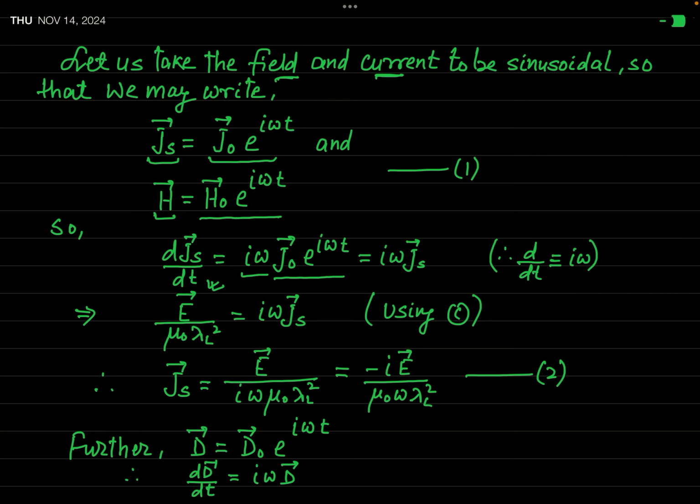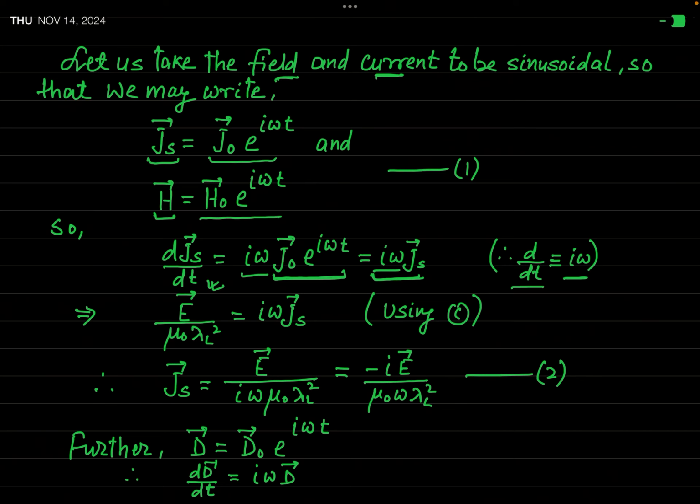But you can see equation 1, this J naught times e to the power iota omega t is simply Js. So this can be written as iota omega times Js. Now see, d/dt of Js is equal to iota omega Js. The function Js is on both sides. So from this result you can see that this operator iota omega is in the place of the time derivative operator d/dt. So this operator d/dt is just equivalent to iota omega.